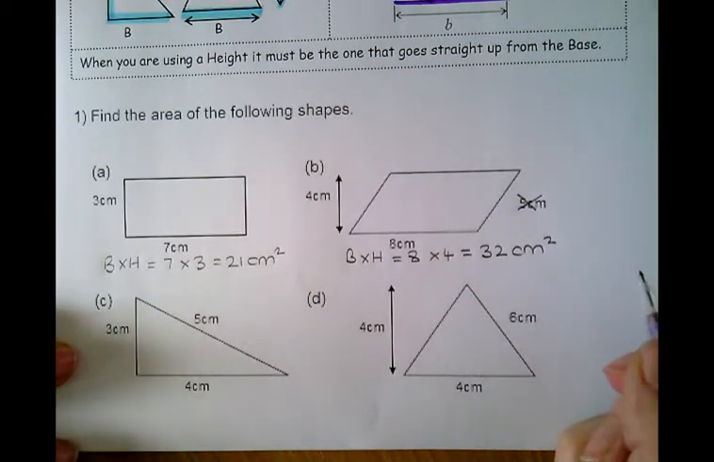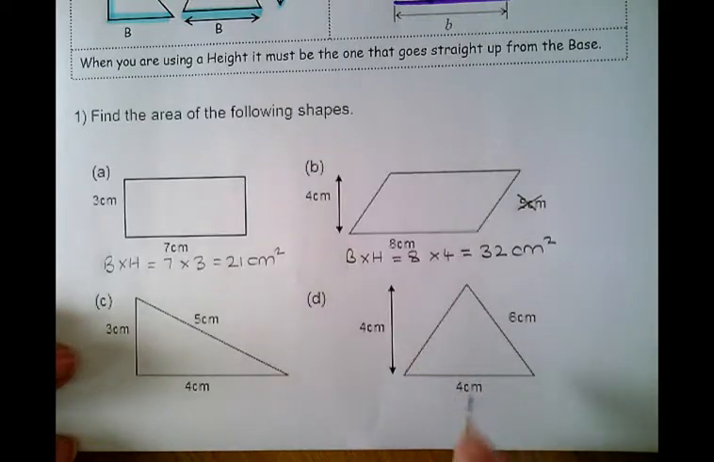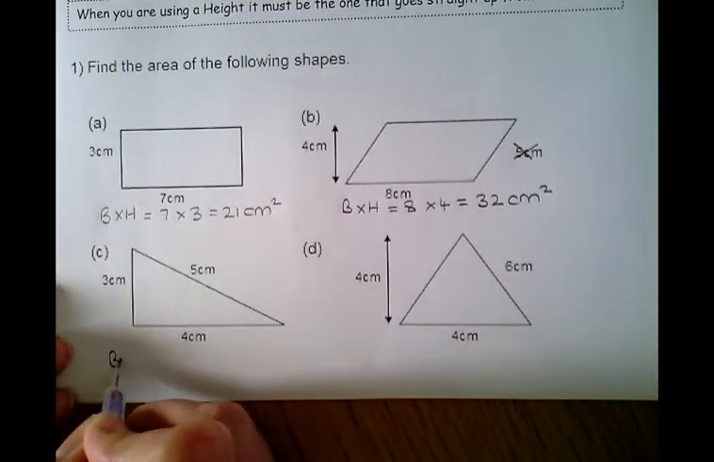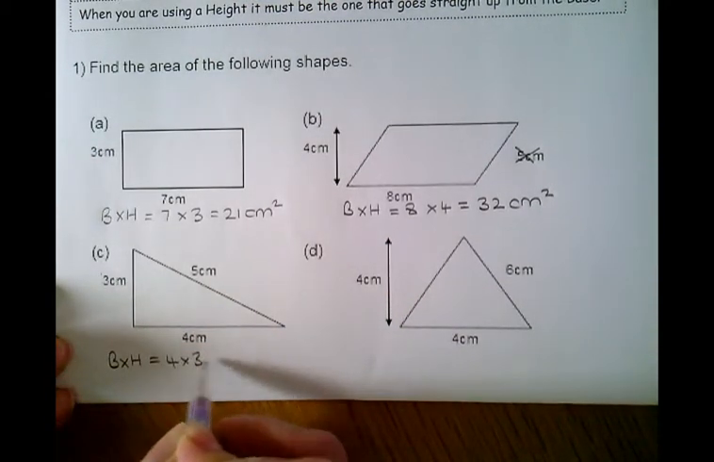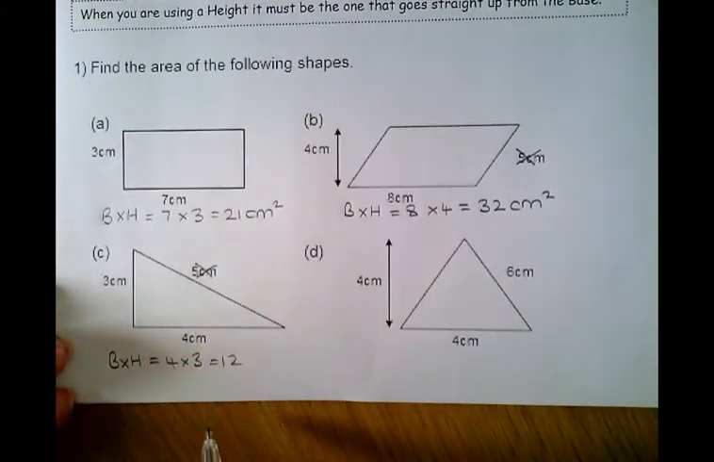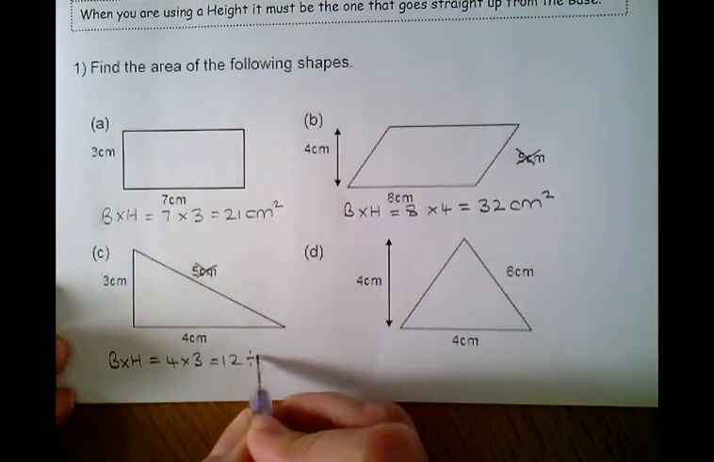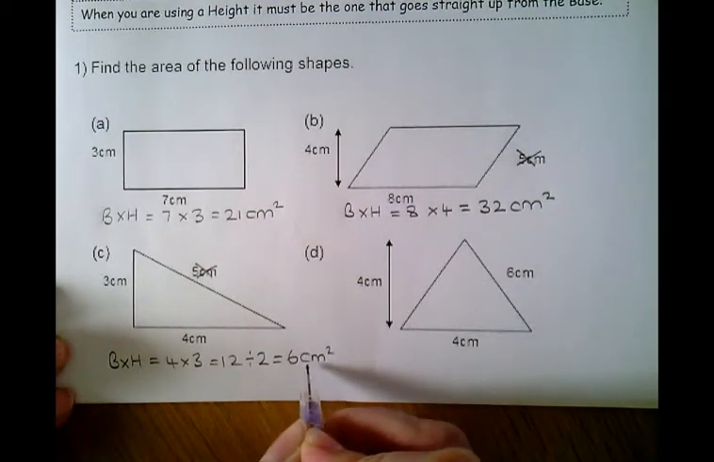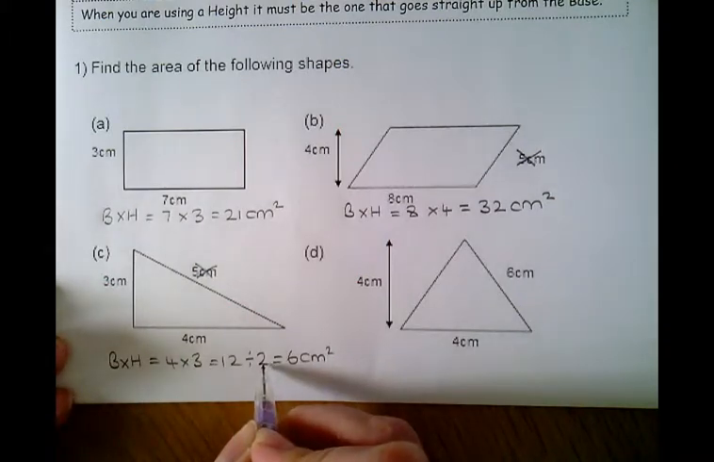So 8 times 4, 32, and these units are all in centimetres again, so centimetres squared for your units of measurement. Then part C and D are both triangles, so you'll do base times height and then half it. So for this one, you would have base times height equals 4 times 3. Don't use the slanty 5, use the base and the perpendicular height, and then divide it by 2 will get you 6, and it's all in centimetres, so centimetres squared again.